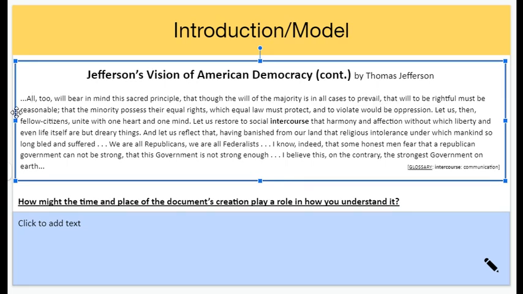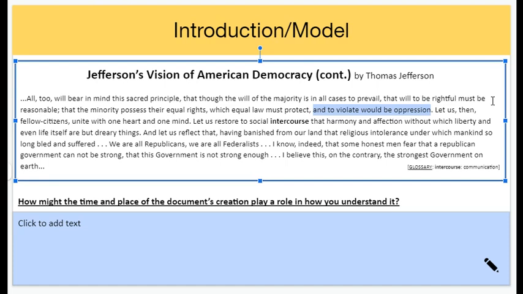To be rightful must be reasonable. I know that the language is a little hard, but if it's right, it has to be reasonable, it has to make sense. That the minority possesses their equal rights, which equal law must protect, and to violate it would be oppression. To oppress someone is to put them down. And I'm highlighting it here because oppression is making a little alarm bell in my head.